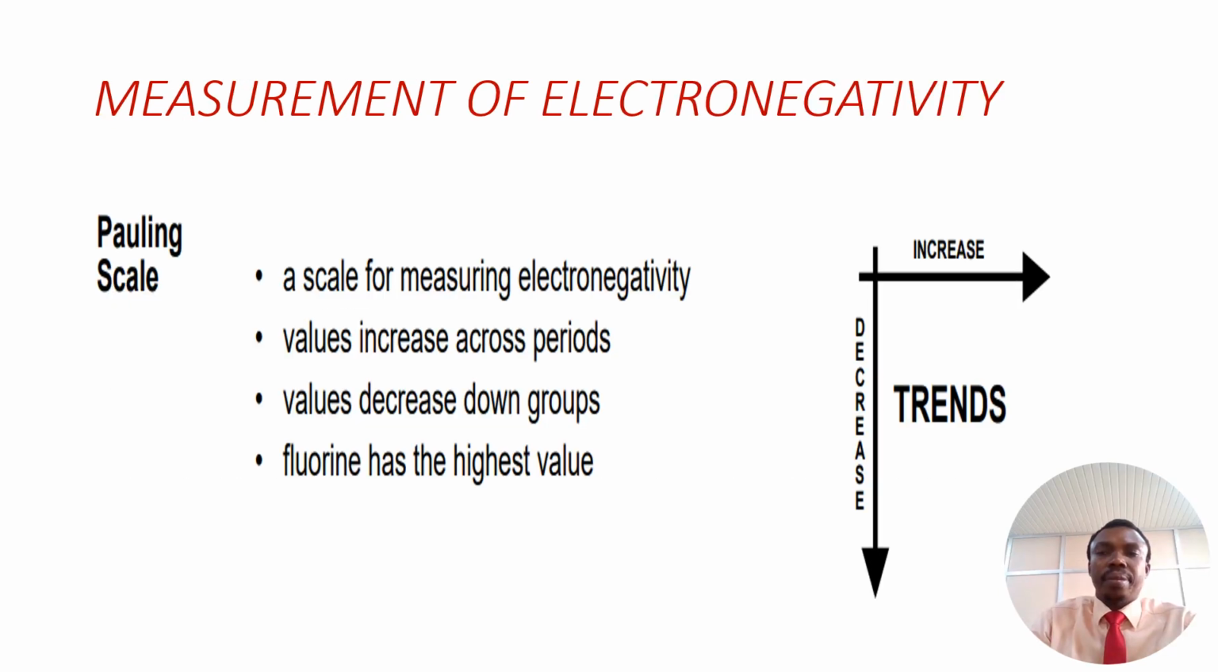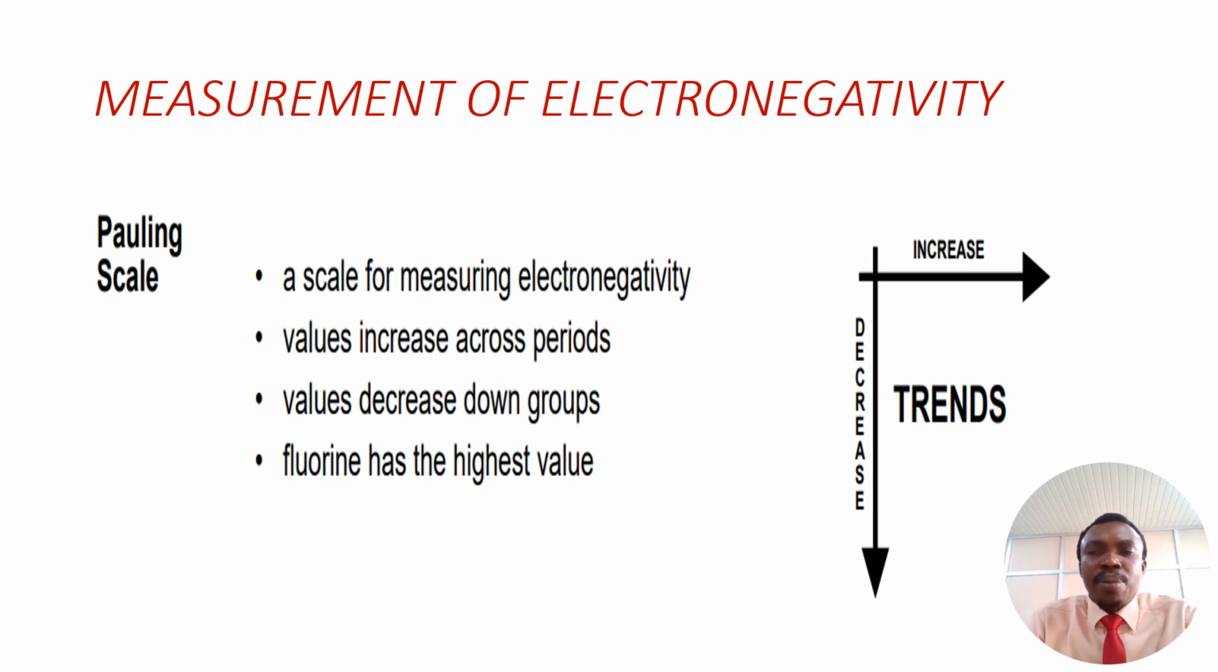So when we talk about measurement of electronegativity, we use the Pauling scale, which is a scale for measuring electronegativity. The electronegativity of atoms of elements can be measured using the Pauling scale. Based on the Pauling scale, the electronegativity value increases as you go across the period, and the value decreases as you go down the group. If you look at the periodic table, it is clear that fluorine has the highest value in terms of electronegativity. So fluorine is the most electronegative element.